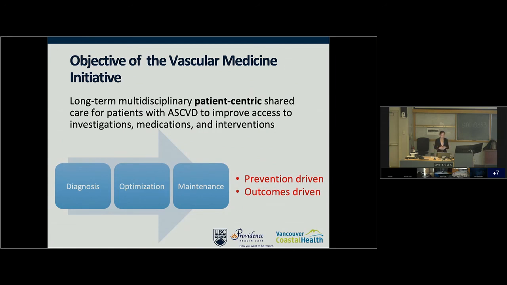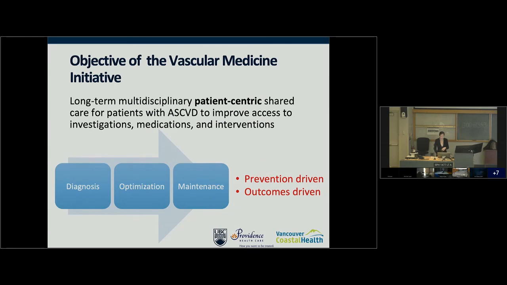It's established. But we can come together as a vascular medicine group to provide a long-term, multidisciplinary, but patient-centric shared care for these patients so that we can start with investigations, we can do optimization of their risk factors, maybe even consider dual pathway inhibition, but ultimately leading to maintenance and decreasing their negative outcomes and preventing a subsequent event.